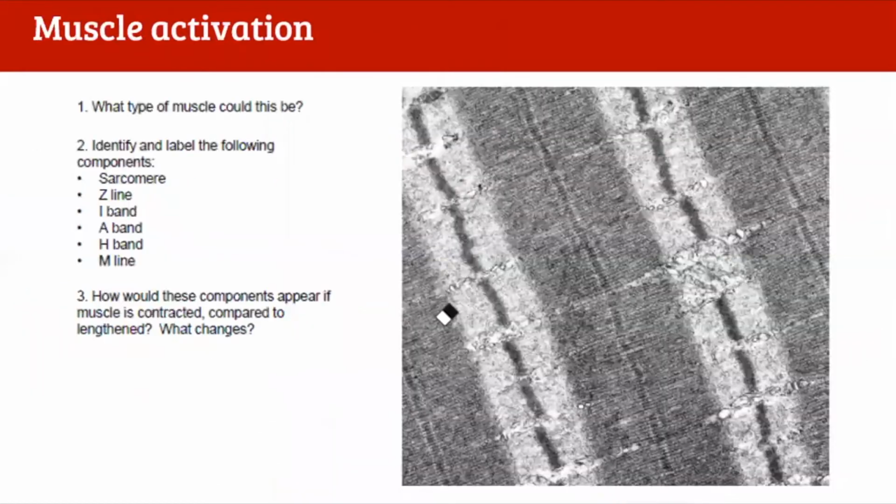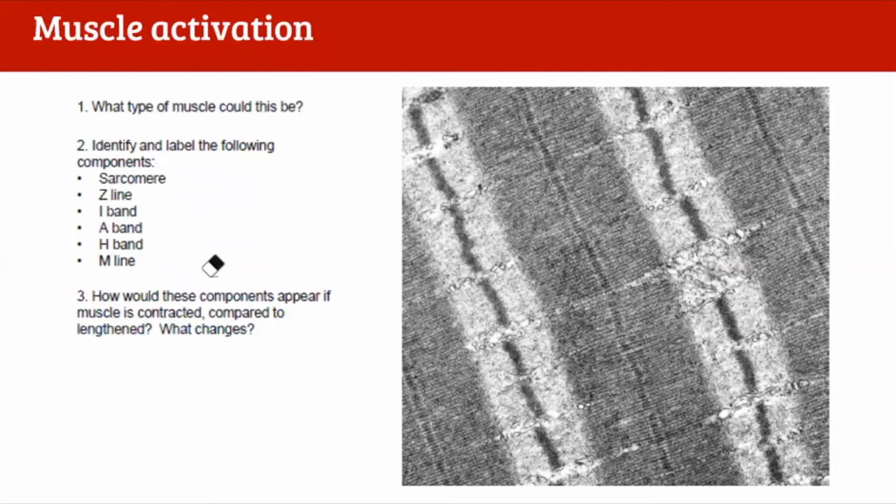Muscle activation, same thing, just having a look at a slide, and it's asking you what type of muscle it could be, so probably a skeletal muscle cell. You've got the peripheral nuclei. You don't see the branching in the same way that you'd see in cardiac. Cardiac muscle, there's no intercalated discs here. So we're thinking skeletal. Now it's asking us to identify and label the following components.